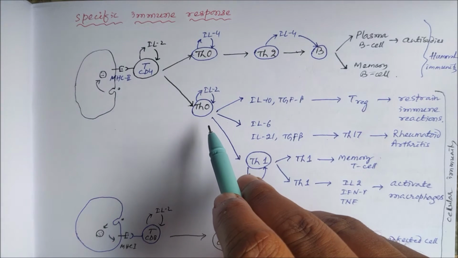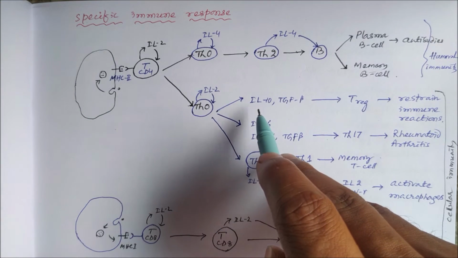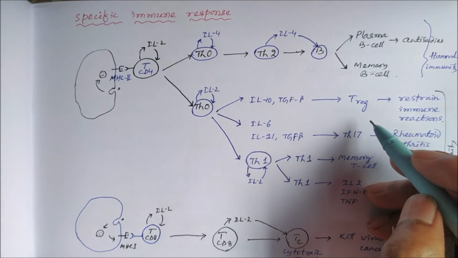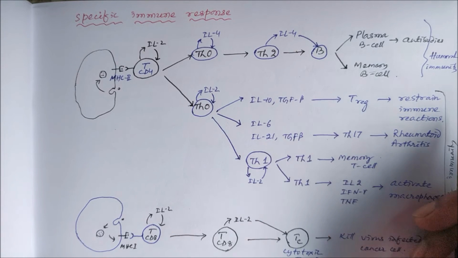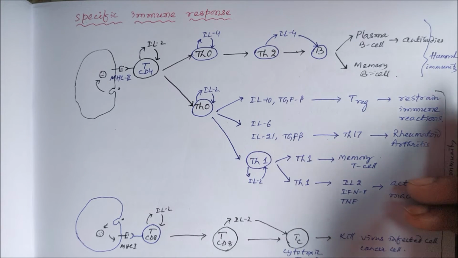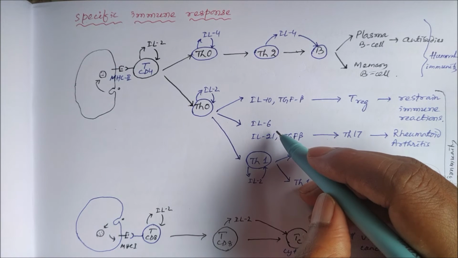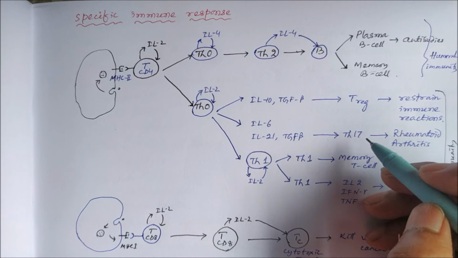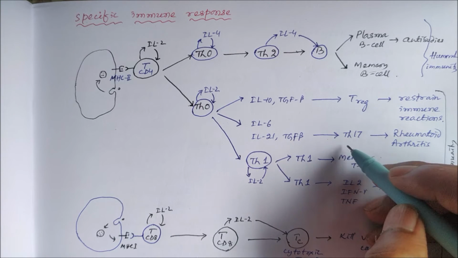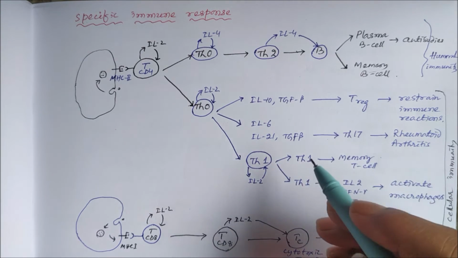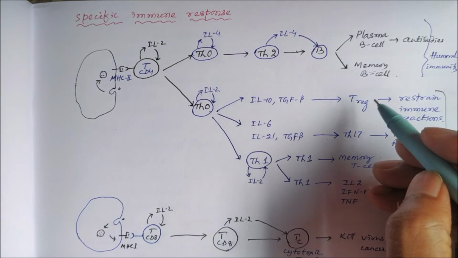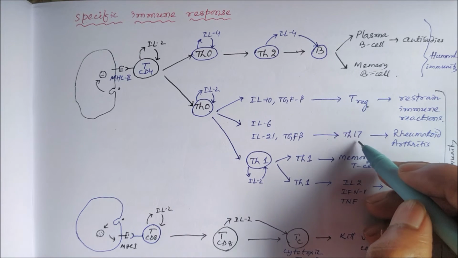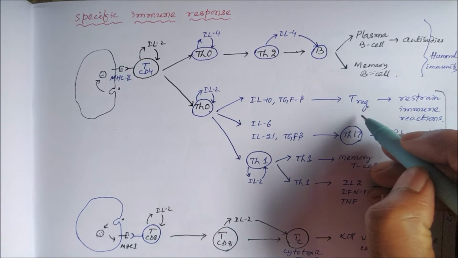Then the T helper Nod cells, when they release interleukin 2 transforming growth factor beta, they form the regulatory T lymphocytes which restrain the immune reactions. Some of them release interleukin 6, interleukin 21 transforming growth factor beta, which are differentiated into T helper 17 cells. So T helper Nod cells can be differentiated into T regulatory cells, or T helper 17 cells, or T helper 1 cells.